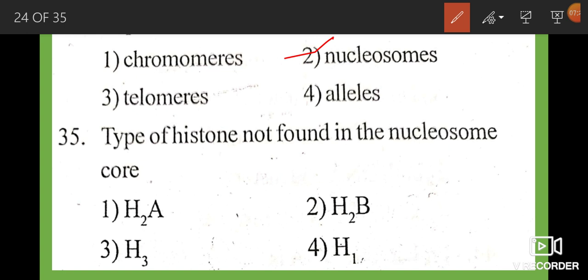Question number 35. Type of histone not found in the nucleosome core. What is that? The right option is the fourth one, histone 1. The remaining proteins H2A, H2B, H3 are present in the structure of the nucleosome. Only H1 protein is present outside the nucleosome.